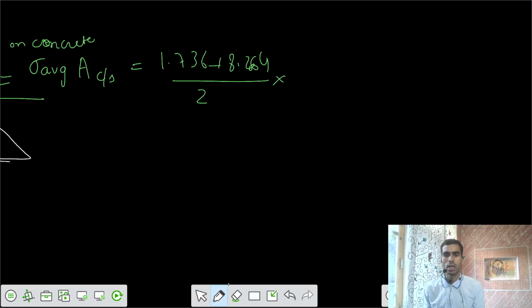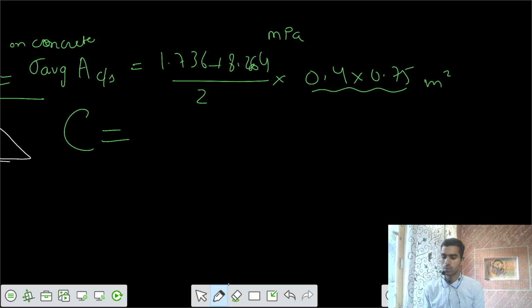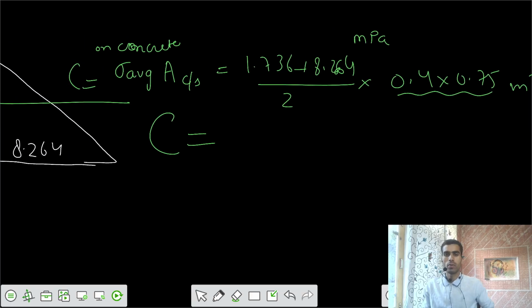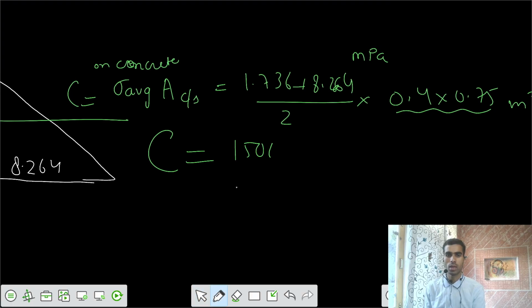into the area of the cross section. The area of the cross section is 0.4 into 0.75. So you can get the total force C, which should be equal to the P force. Let's see whether this value equals the P force. 1.736 plus 8.264 divided by 2 into 0.4 into 0.75 is equal to 1.5, that means 1500 kilonewton. That's also equal to the P force, always.